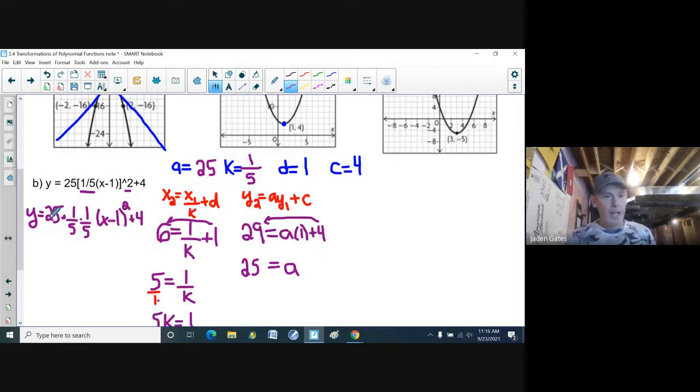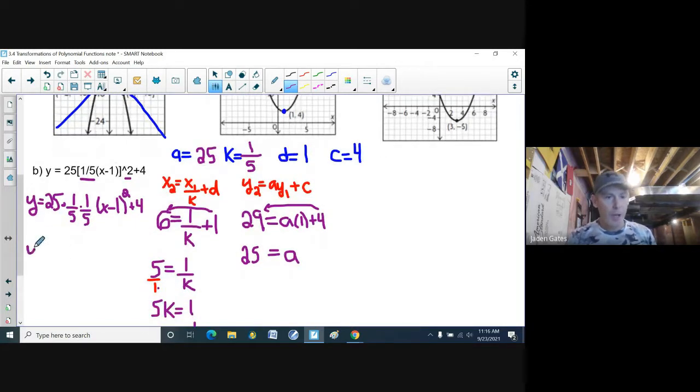All right. Now, if I take 25 and I times it by 1/5, and then I times it by 1/5 again, guess what I get? Just a 1. And then the rest is x minus 1 squared plus 4. There we go. And there's our quadratic equation simplified in that form. We just had to find our a and our k, or d and our c, and then substitute them in.